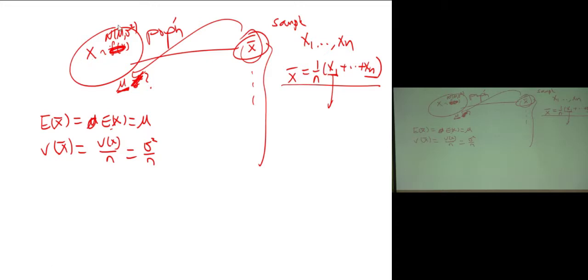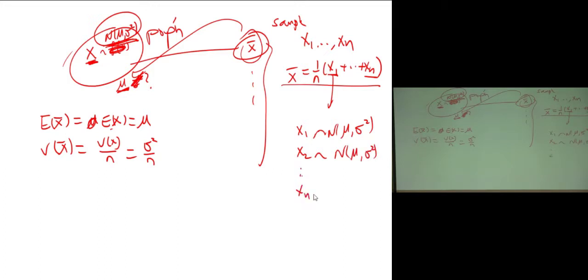x1 is taken from the population, so the behavior of x1 is just any x in the population. So it should follow the population distribution, x2 as well, x3 as well. So in fact, the distribution of all of these, let me just take it as normal. So this one is normal mu sigma square, x2 is normal mu sigma square, and so on. All right?